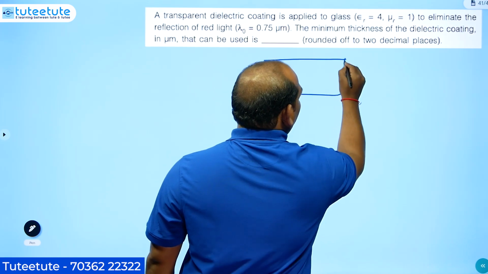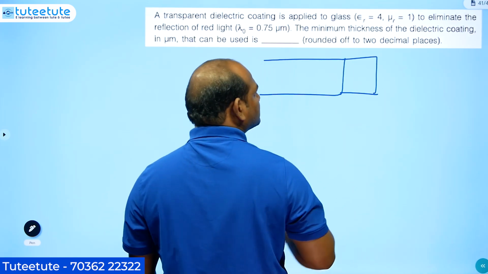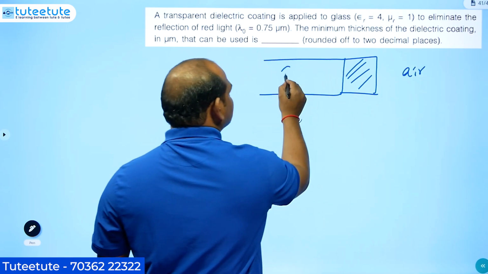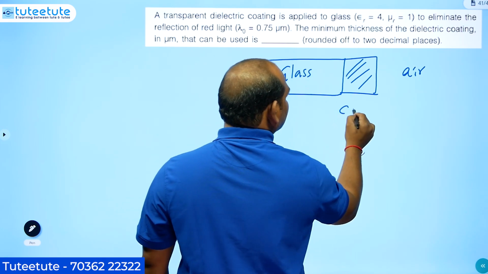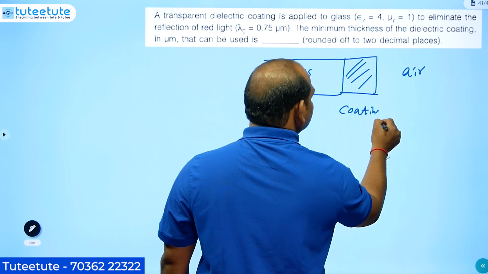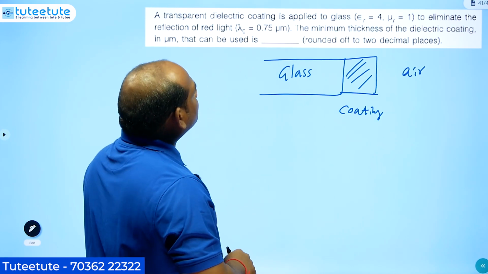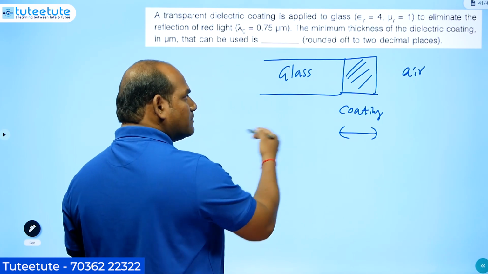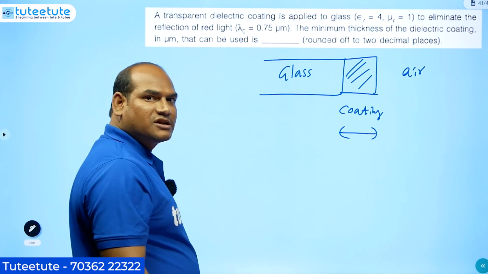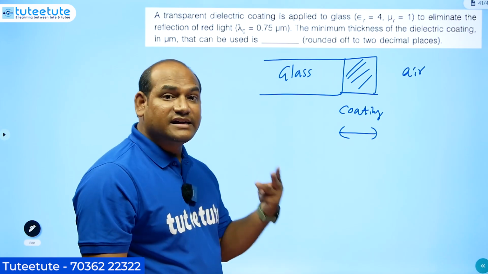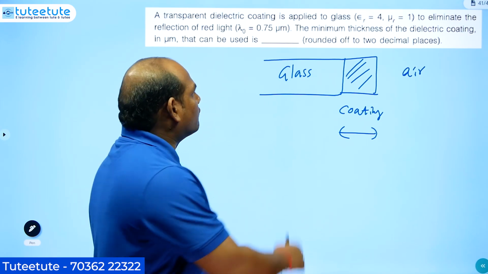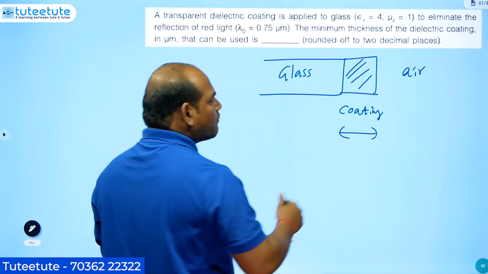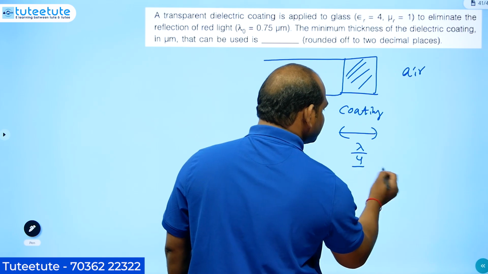This is the glass material. Here some coating has been given. This is the coating, and here free space or the air will be there. We need to calculate the minimum thickness of this coating such that no reflections will be available. By seeing this structure, the idea is that it is a 3 medium problem: 1, 2, 3. For not having the reflections into the glass material, what is the thickness? Lambda by 4. That's it.